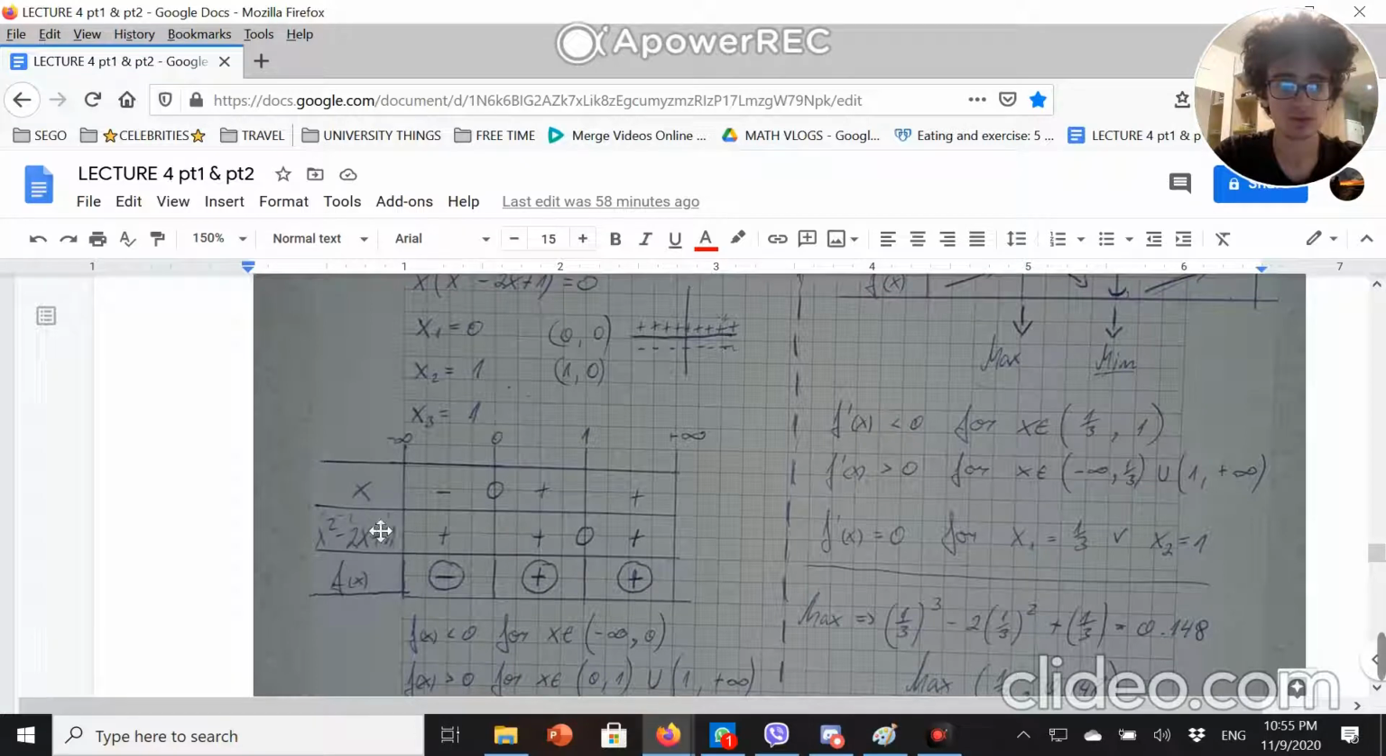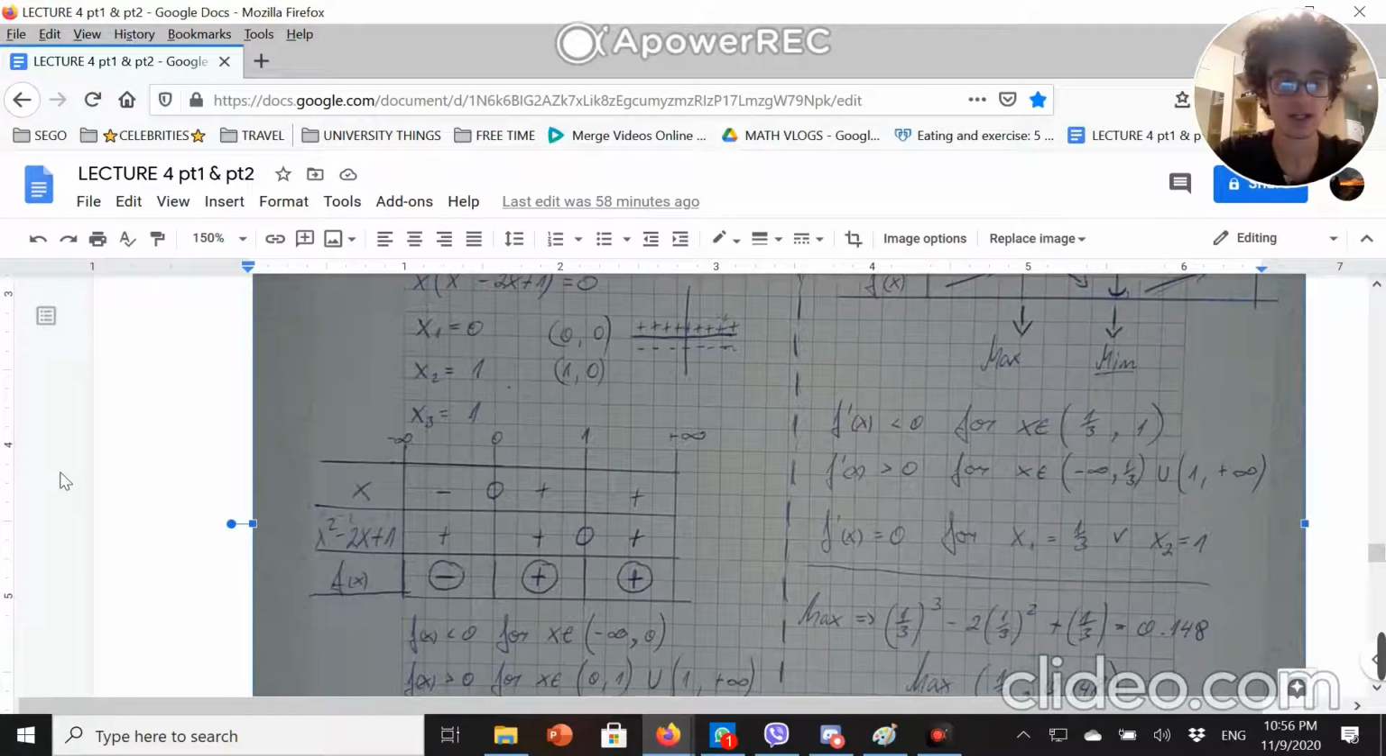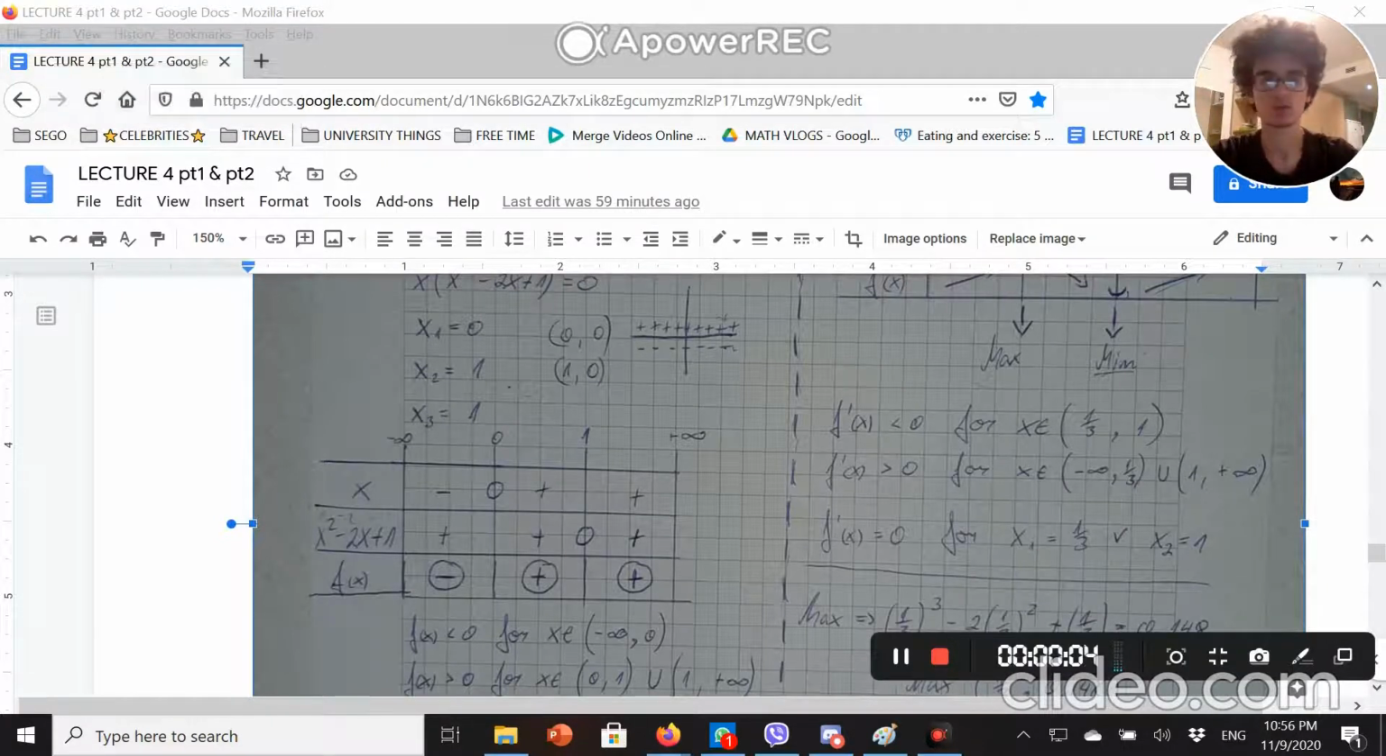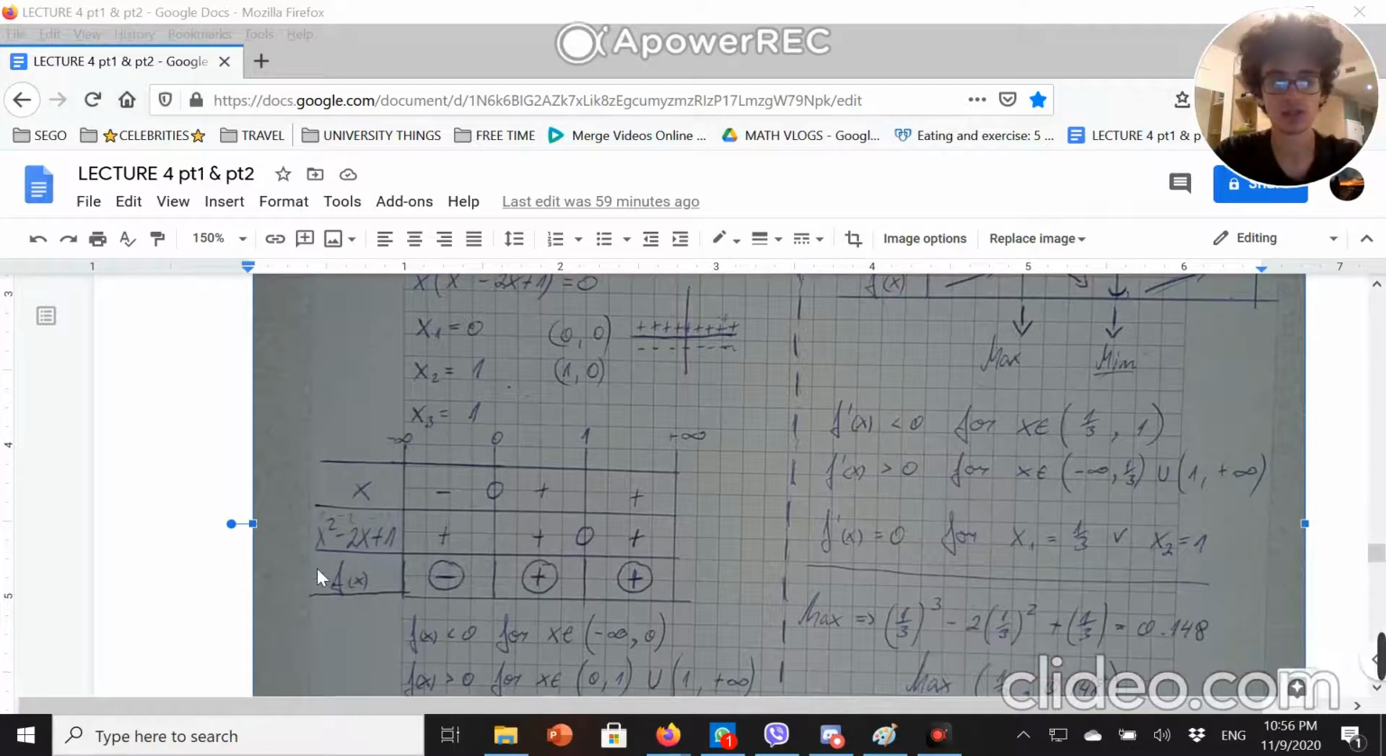And now let's go to the second function, x to the power of 2 minus 2x plus 1. So when we take a number between negative infinity and 0, let's take the number negative 1, for example. It will be the easiest one. Okay, so substitute negative 1 instead of x. We would have 1 plus 2 plus 1, which would give us positive. So we can say that between negative infinity and 0, our function will be positive.